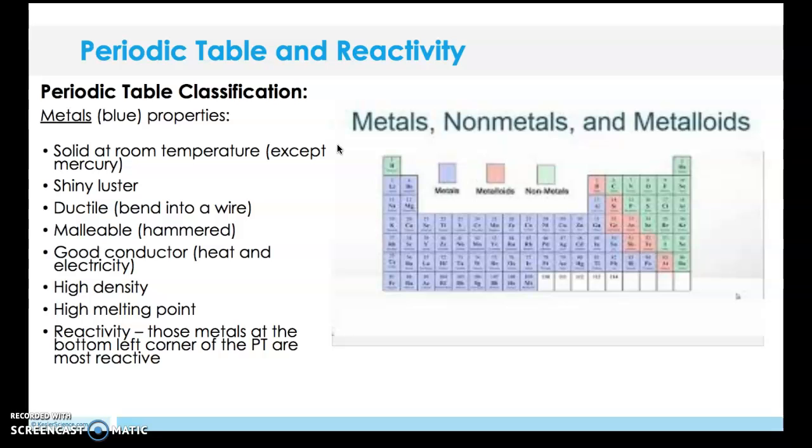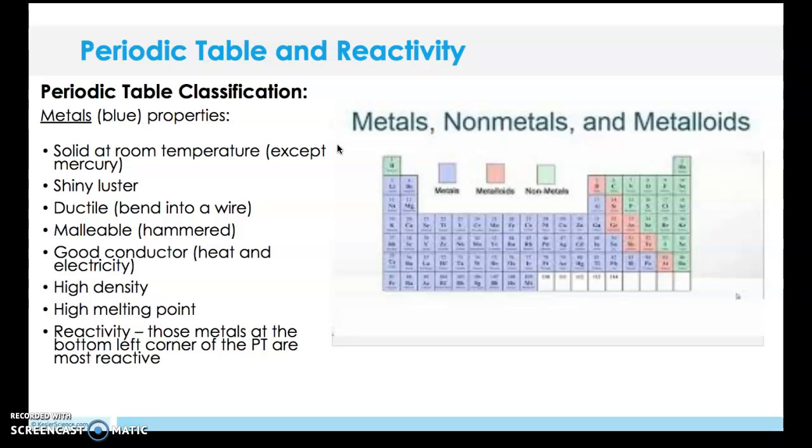We talked yesterday about how the periodic table is classified into different parts. Generally, we have metals, nonmetals, and metalloids. Metals are usually solids at room temperature except for mercury. They're shiny, so think of your gold, your silver. They're ductile, which means they bend. They're malleable, which means I can hammer them and flatten them into sheets. They're good conductors of electricity and heat. Remember, that's why we have copper wires in our houses, to help transmit electricity from one place to another.